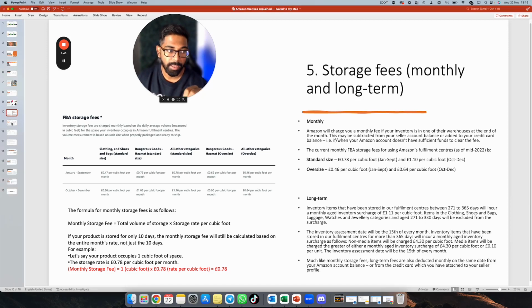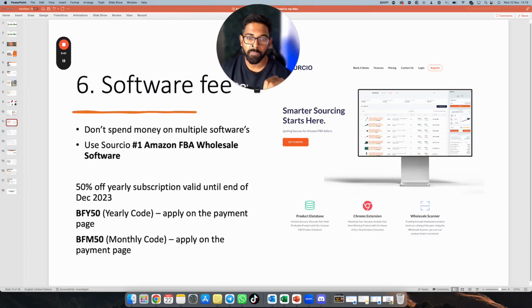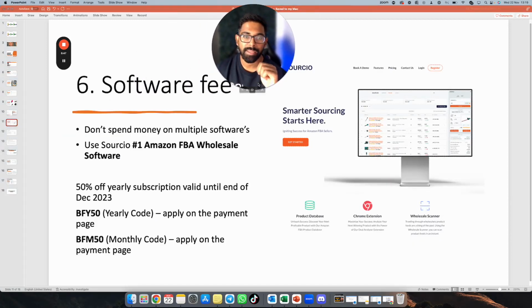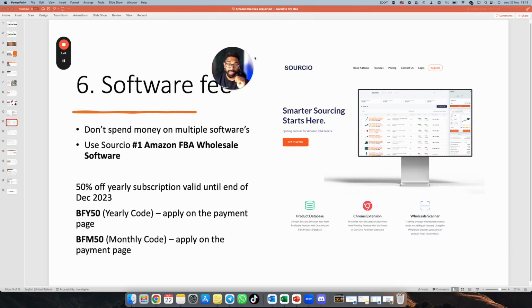Next is the software fees. Software fee is a fee that you will be paying to your software. So if you are doing Amazon FBA wholesale, I'm sure you have at the moment been spending money on multiple software tools, and I highly recommend you stop doing that, because I was in the same position where I was paying £30 for a product analysis tool, £50 for a product research tool, and all these tools from different software providers.